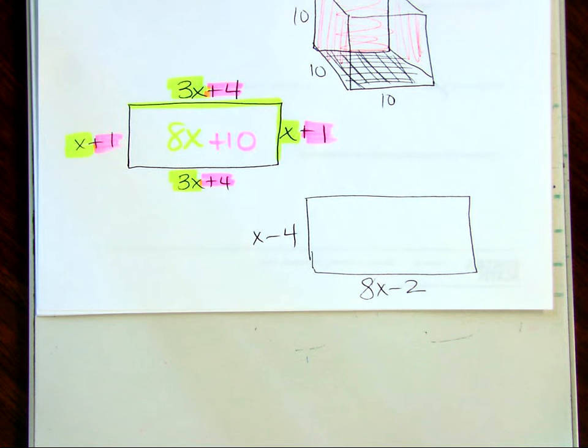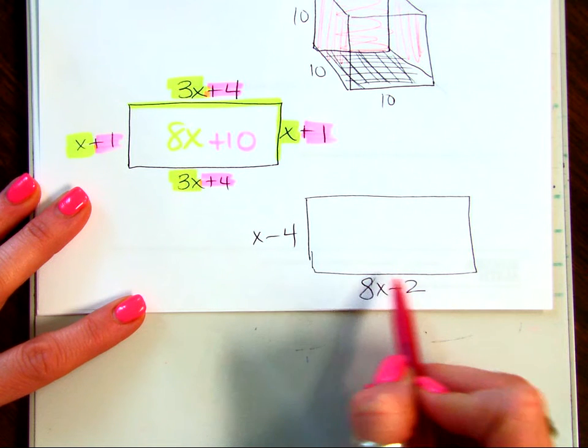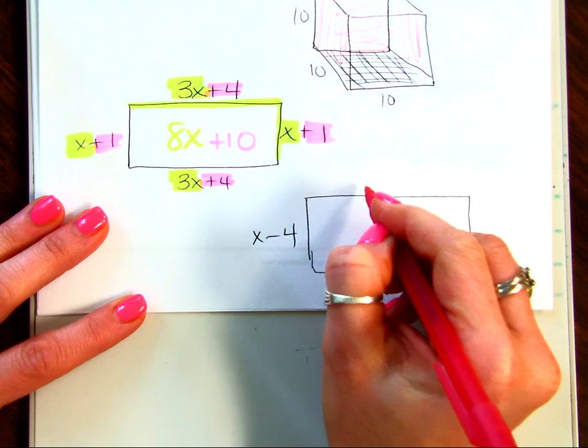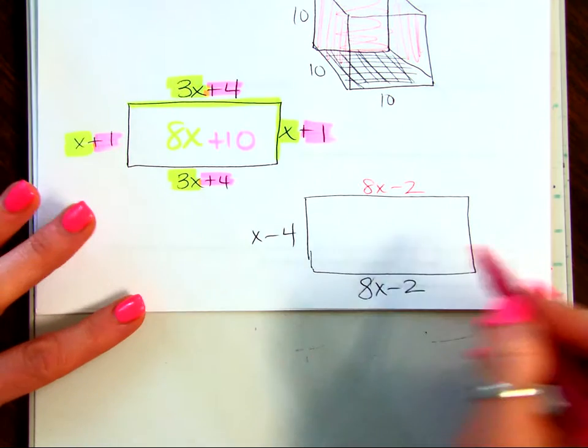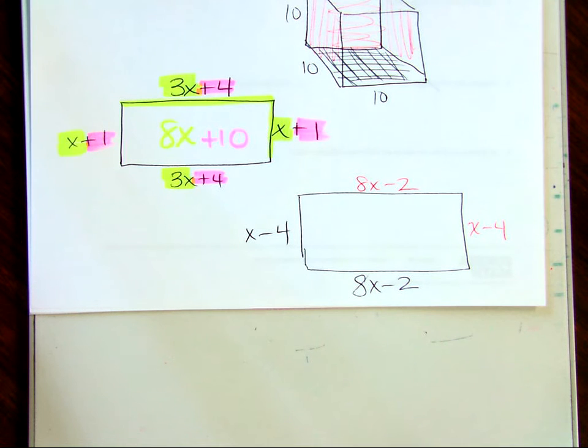Raise your hand when you think you have it. Can you fill in the other sides if you need to see them? Yeah, sure. If that's 8x minus 2, and if that's x minus 4, then so is this side. Okay, so Keegan, what do you got? Is it 18x minus 4? No. 18x minus 12.